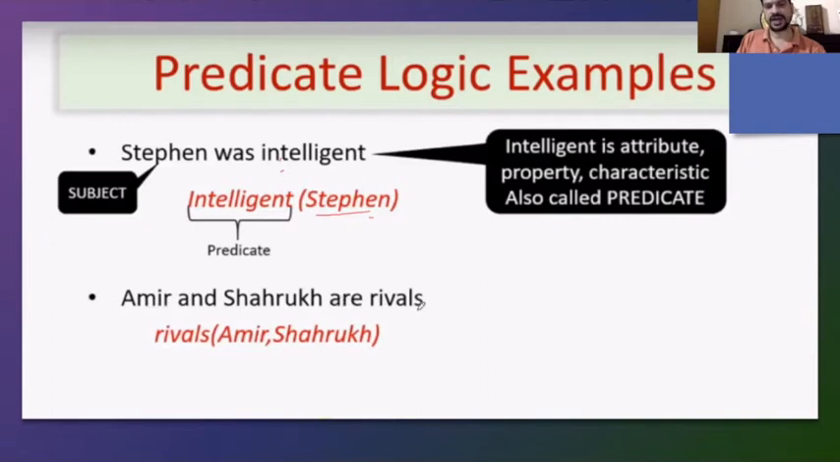Now the second sentence is Amir and Shahrukh are rivals. So how can you write it in predicate logic? What is the property here? Rival is the property. That is your predicate. You have to write the predicate here, and in brackets you write the subjects. So what subjects do you have? You have Amir and Shahrukh. In that way I can say that Amir is rival to Shahrukh, or Shahrukh is rival to Amir, or Amir and Shahrukh are rivals to each other. So this is how we can represent it in predicate logic.